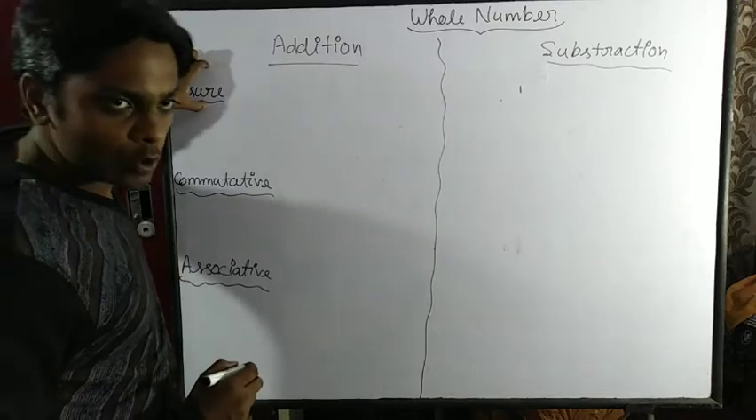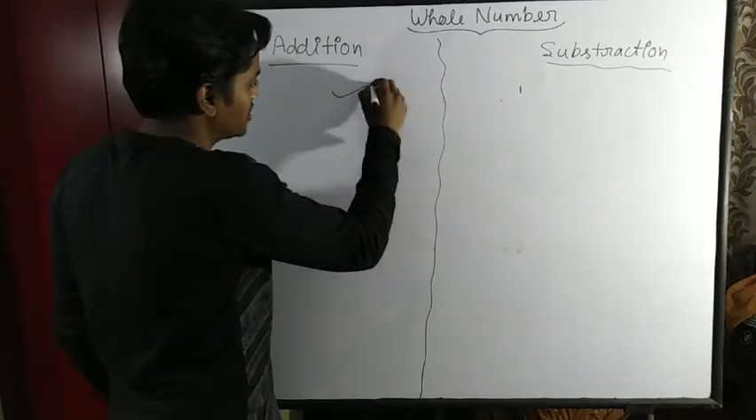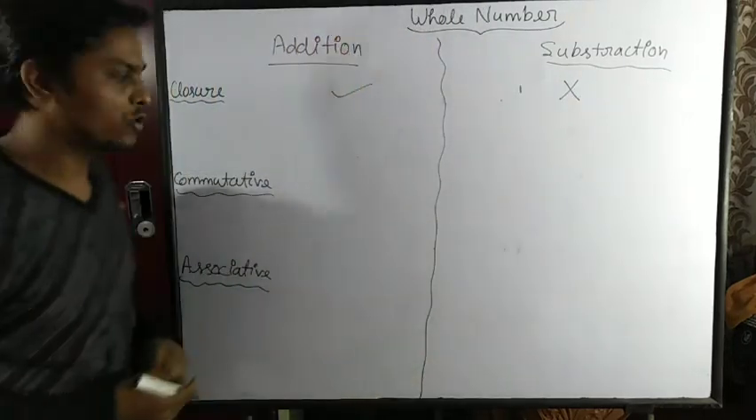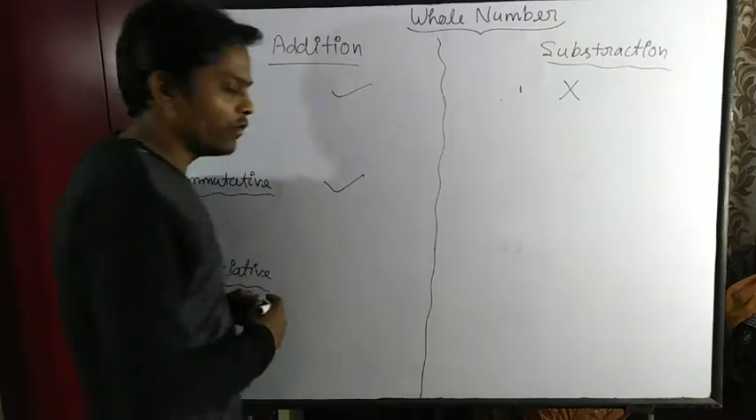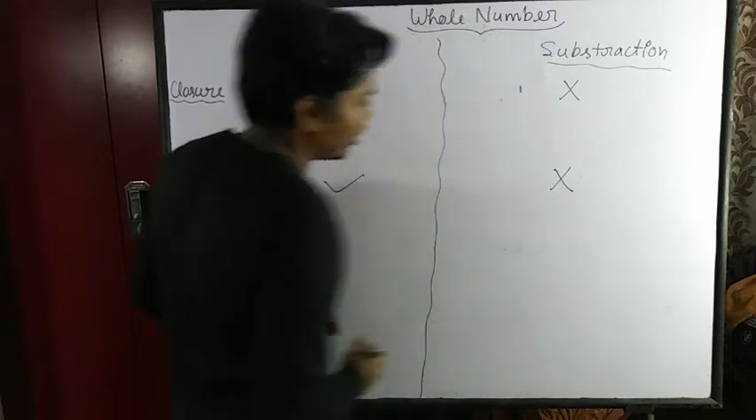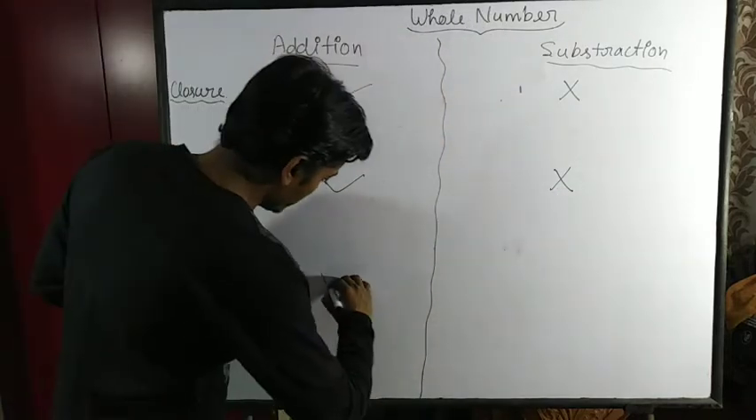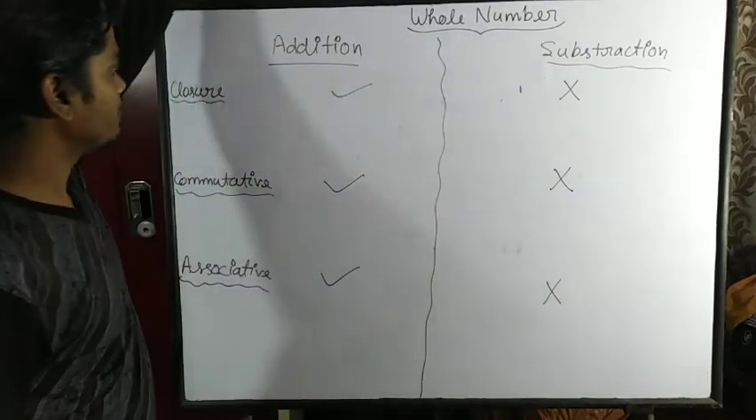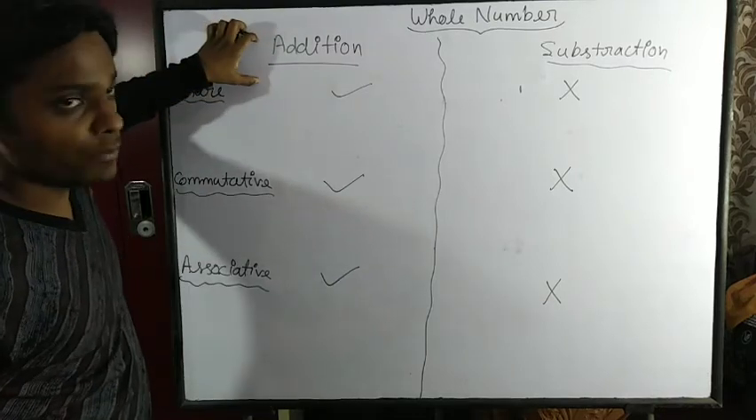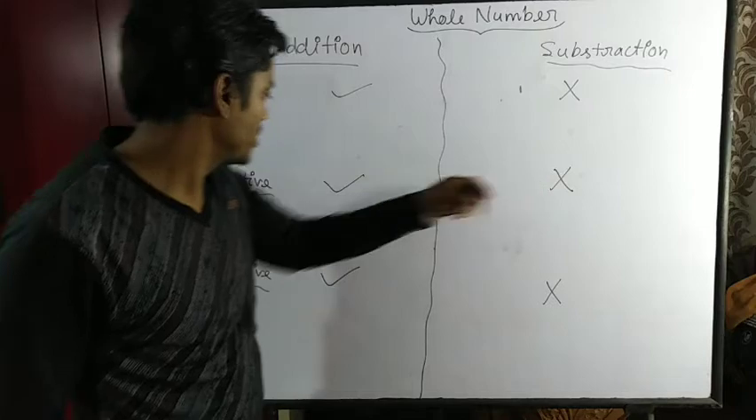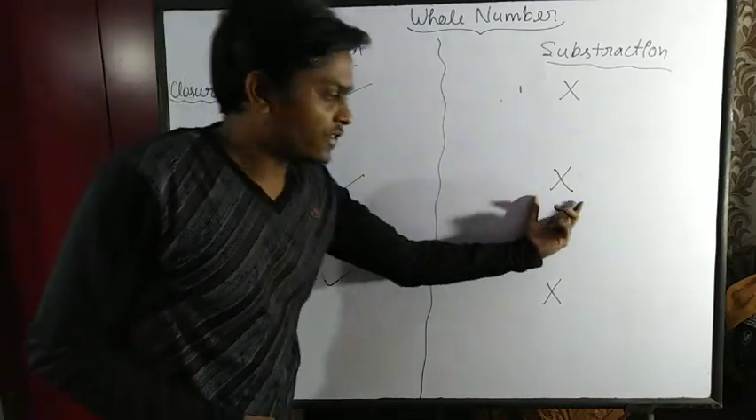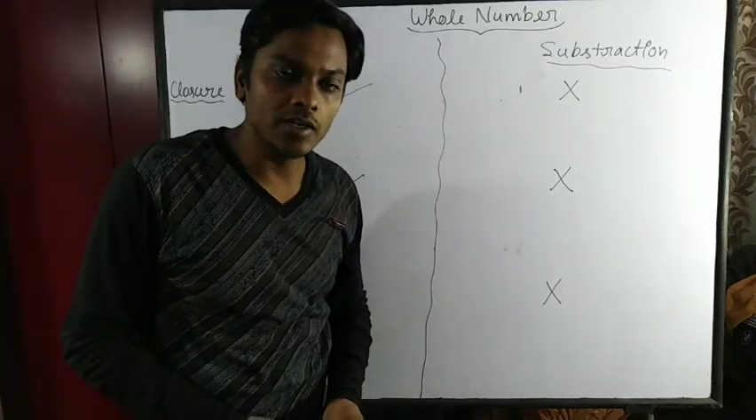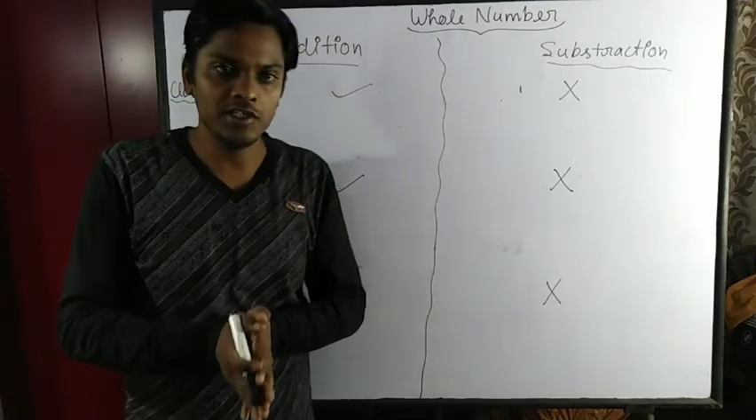On the basis of the closure property, addition follows the closure property, but subtraction does not. Commutative: addition follows the commutative property, but subtraction does not. And associative: addition is associative but subtraction is not associative. So these are the properties of addition and subtraction.